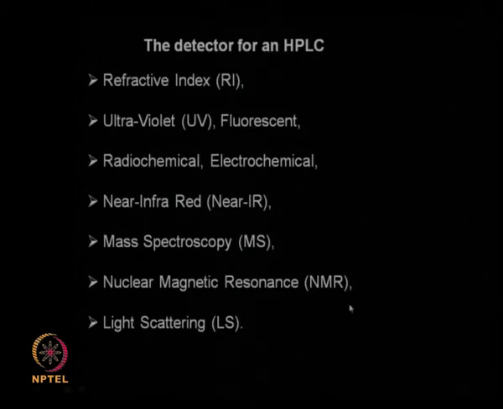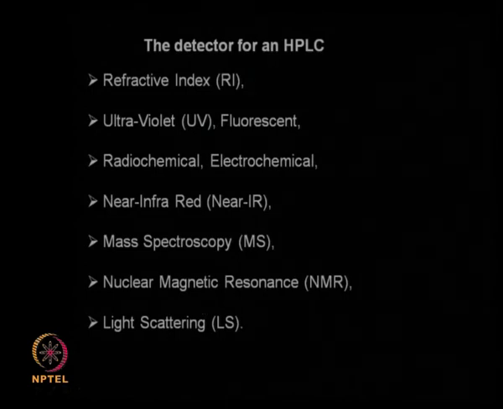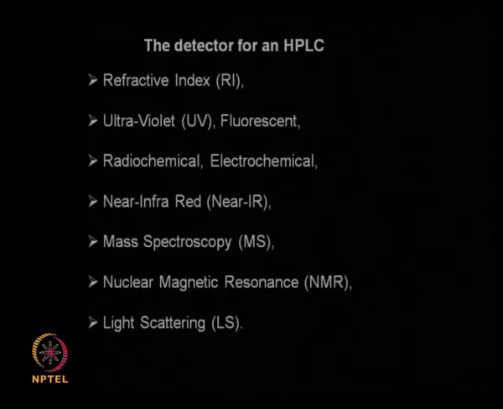We can have nuclear magnetic resonance or NMR. So, it can identify the state of the protons or state of the carbons. You can have a light scattering detector. So, what happens here? As the component flows, the light gets scattered, and the light that is going to the receiver is diminished. So, that is a measure of the concentration of the particular component.